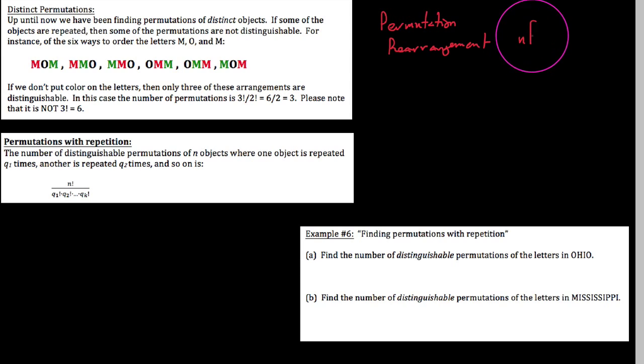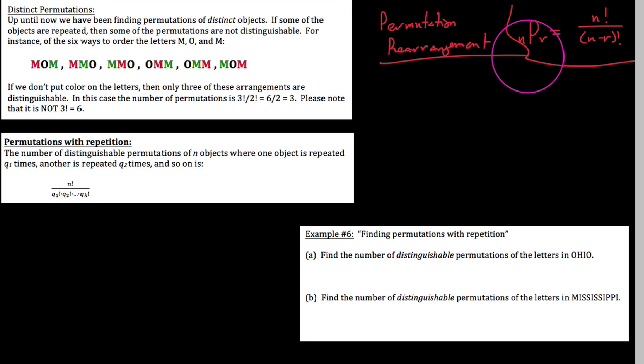We often refer to our permutations with this formula right here, where we say if I had n total objects, so n is the total number of objects, then the permutations would just be n factorial over n minus r factorial. What we're going to be looking at in this video is not a departure from permutations, but really an extension of it. Up until now, we've been finding permutations of what we call distinct objects, things that I can tell apart.